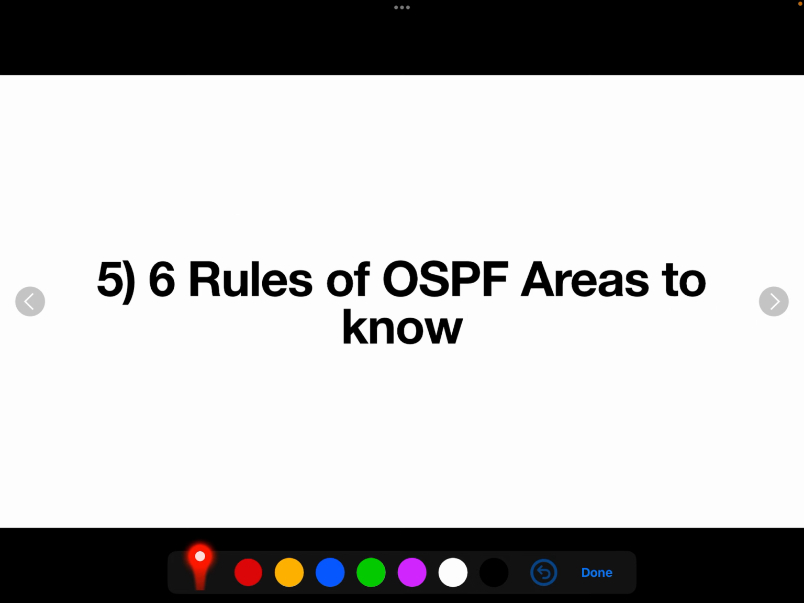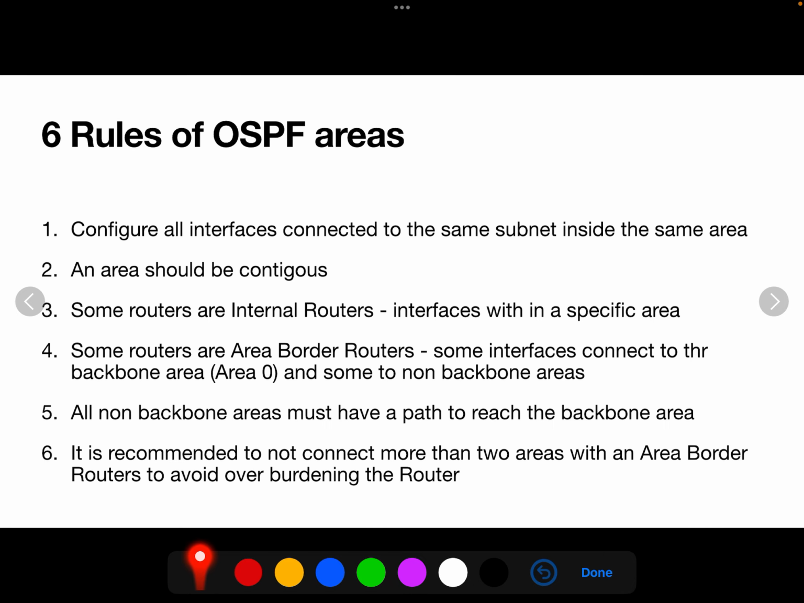So part 5, six rules of OSPF areas to know. So firstly, we need to configure all the interfaces connected to the same subnet inside the same area. Number 2, an area should be contiguous. 3, some routers are internal routers, so those are interfaces within a specific area. 4, some routers are area border routers. So some interfaces connect to the backbone area 0, and some to non-backbone areas. All non-backbone areas must have a path to reach the backbone area.